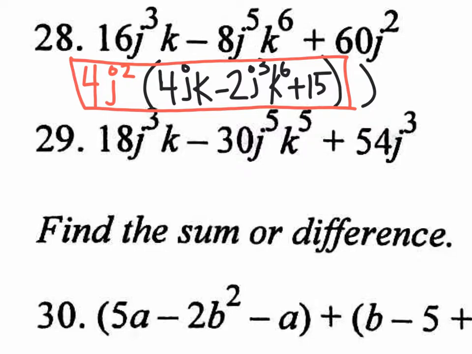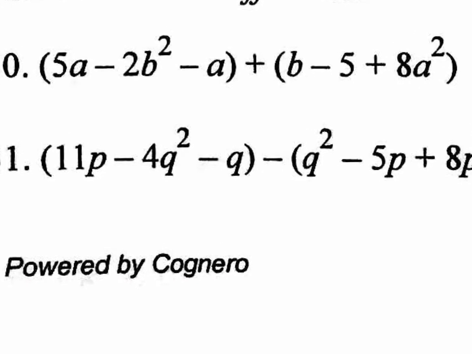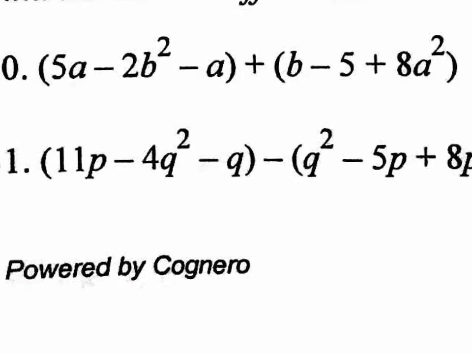Let's move on to number 30. Find the sum or difference. Okay, so number 30, they want us to add this polynomial with this polynomial. And because there's a plus sign, if you were to distribute a plus sign, nothing changes. So in reality, you don't even need the parentheses. All you got to do is start combining like terms. So let's start with the term with the highest exponent, and let's go alphabetical order. 8a squared, there is no other a squared, so that's going to be the first part of your answer, 8a squared.